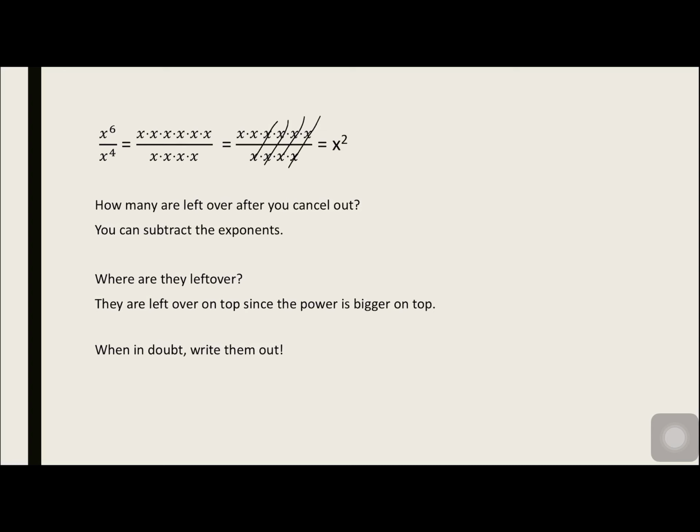Okay, so this is that same problem. X to the sixth divided by x to the fourth is x to the 2. How many are left over after you cancel? You can subtract the exponents. Where are they left over? They are left over on top since the power is bigger on top. When in doubt, write them out. That means write out the x's.